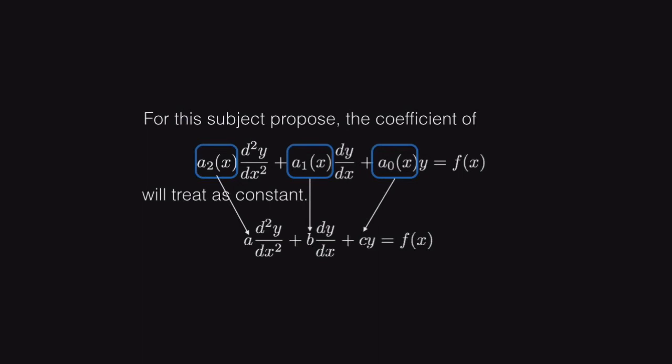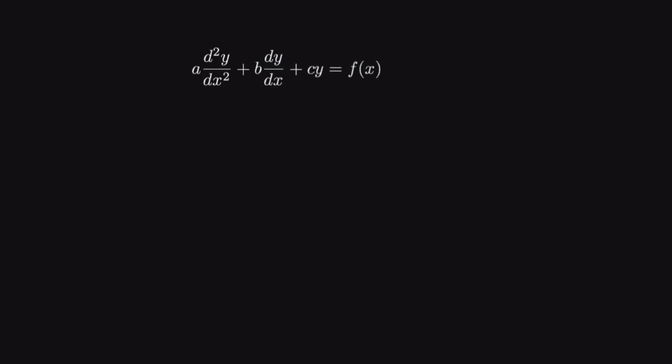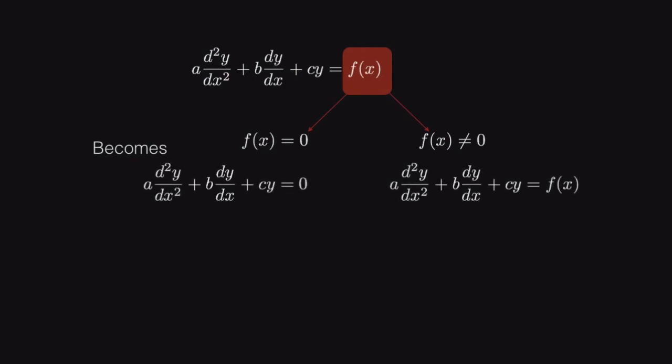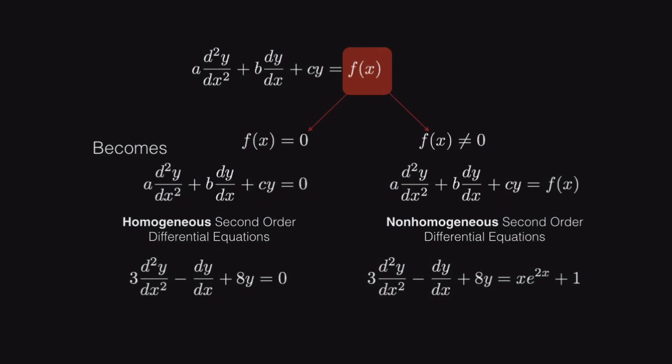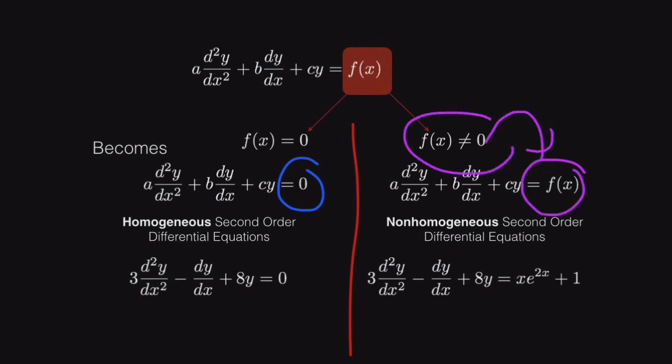Next, to know whether this is homogeneous or non-homogeneous is very easy. When your f(x) is equal to 0, we say this is a homogeneous equation. If your f(x) is not equal to 0, then this is not a homogeneous equation. That's why we can separate it into two parts: the first one is homogeneous, meaning f(x) is equal to 0, and the next one, f(x) is not equal to 0.